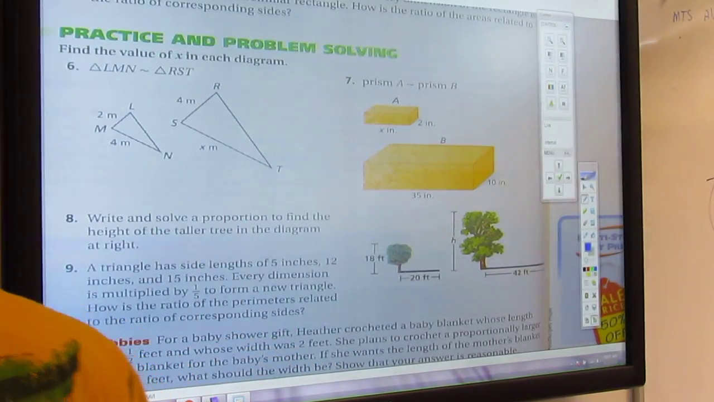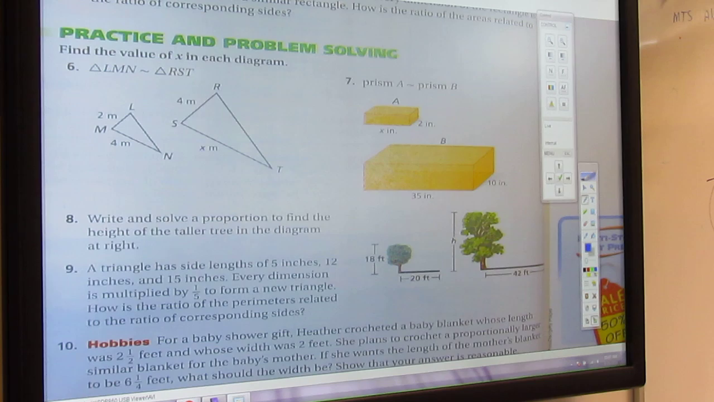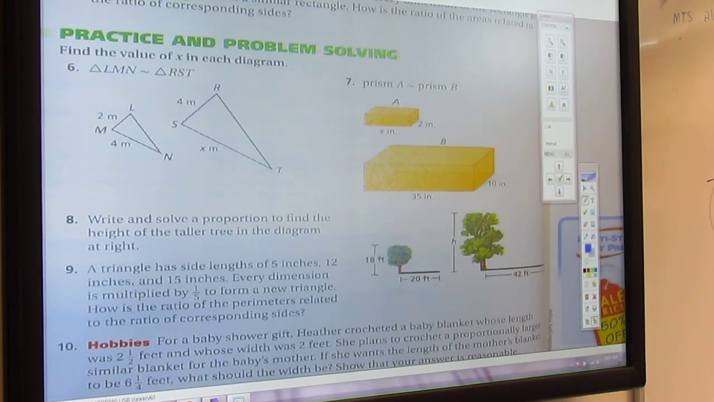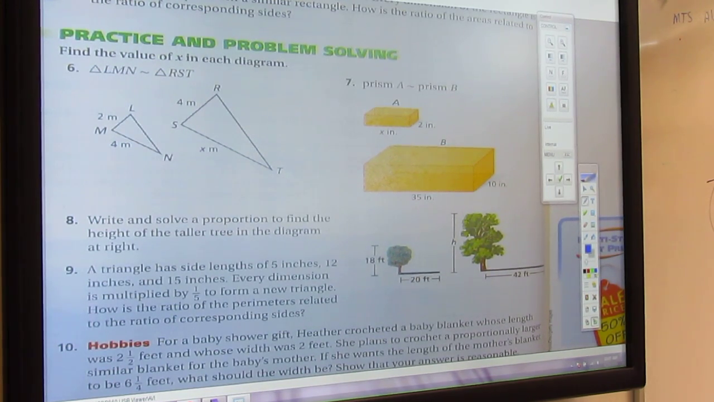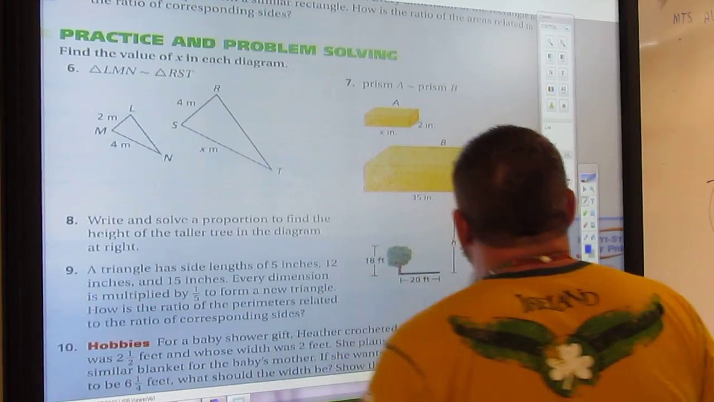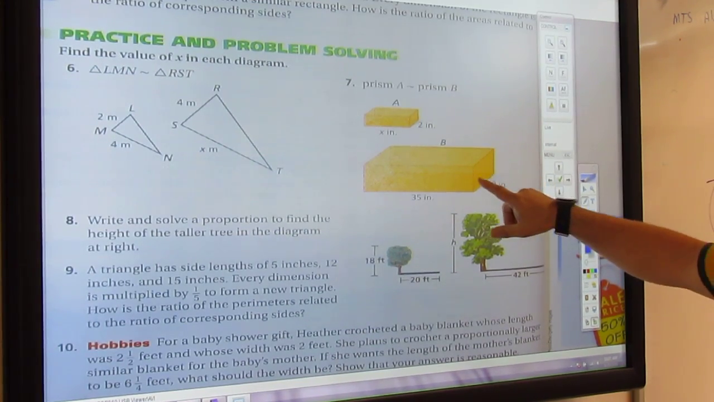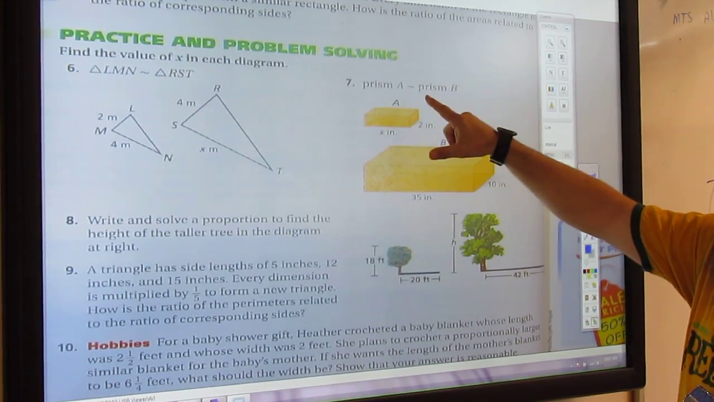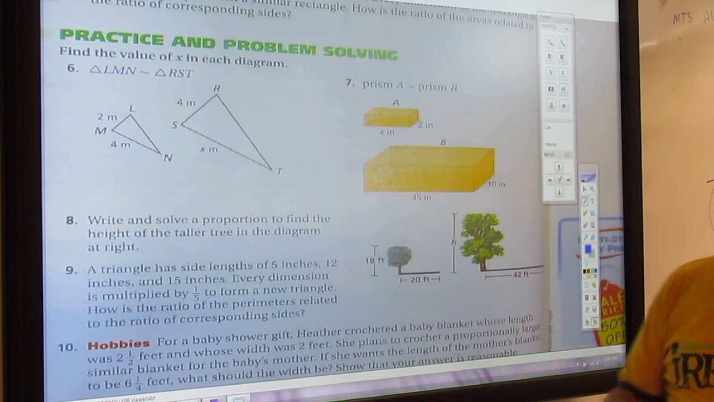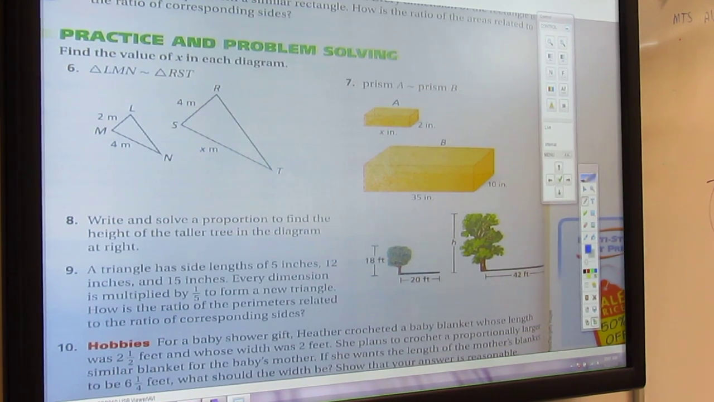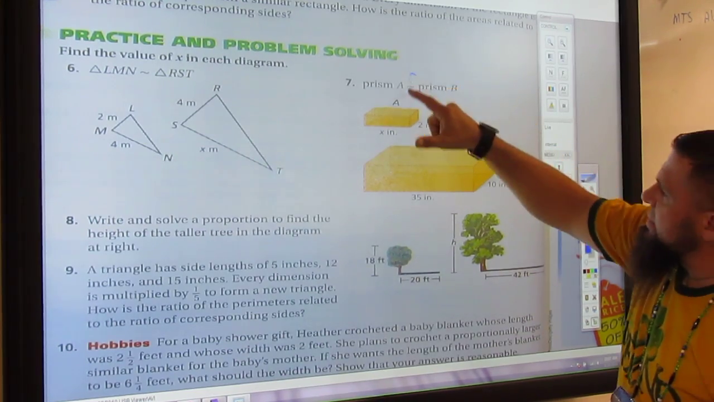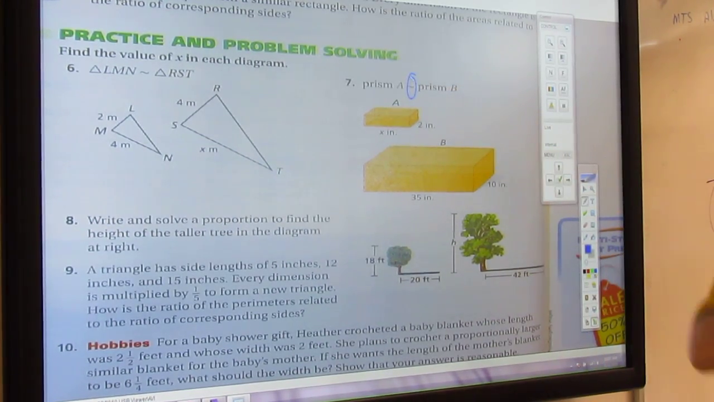All right, question, or MTS, Algebra 1, homework 1.9, questions 7 and 9, okay? I'm going to start with question 7, of course. I'm looking at this, and it says, prism A is similar to prism B, okay? You guys probably haven't gotten these, you don't know these symbols yet. So this symbol right here is a similar symbol. We'll be learning that a lot next year in geometry.